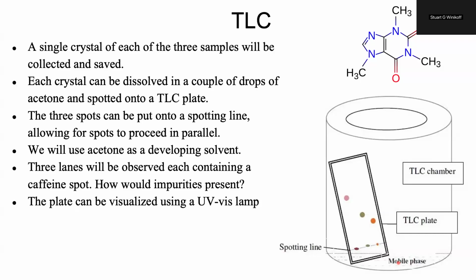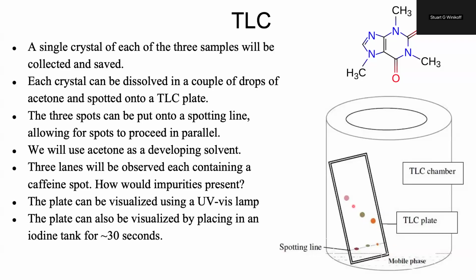Now, part of the issue here is that the caffeine spots won't be nearly as easy to spot as when we were working with our spinach extract. So this is where we can really use that UV vis lamp. It will help us identify our spots, and you can go ahead and use your graphite pencil to circle any of the relevant spots before measuring the RF.